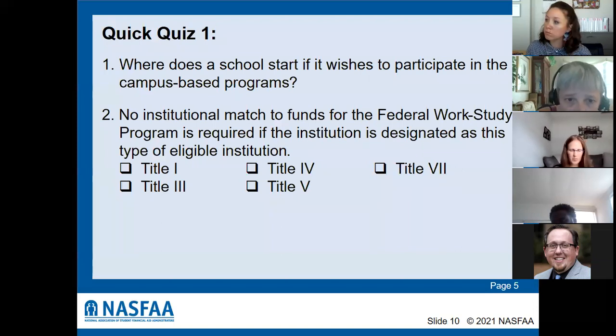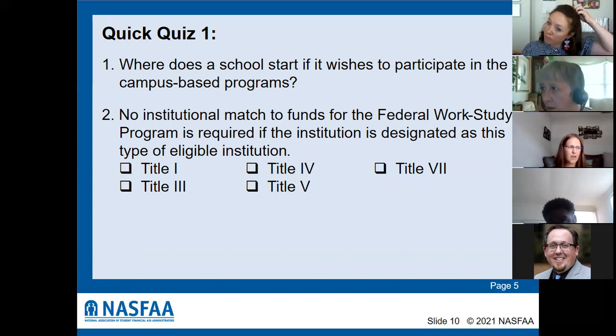Okay, so give it a little break. We're going to go over a few questions of things we went over. If you want to throw it in the chat, or yell out, doesn't matter to me. Where does a school start if it wishes to participate in the campus-based programs? Remember, there's two forms in the beginning.